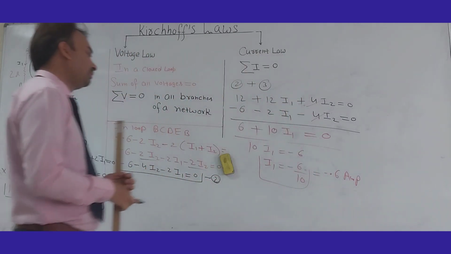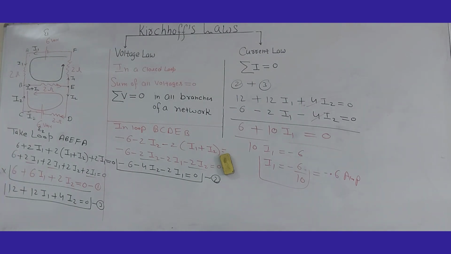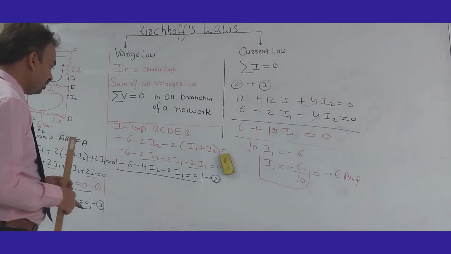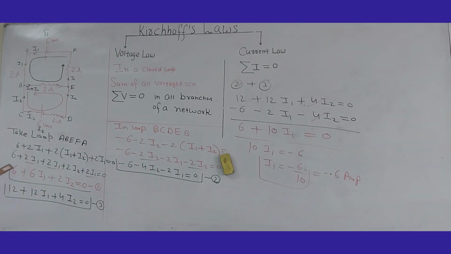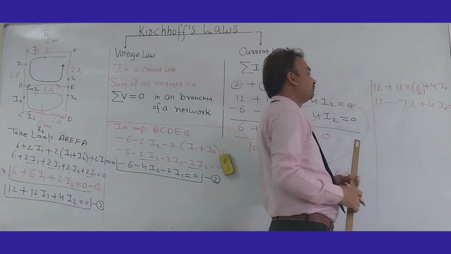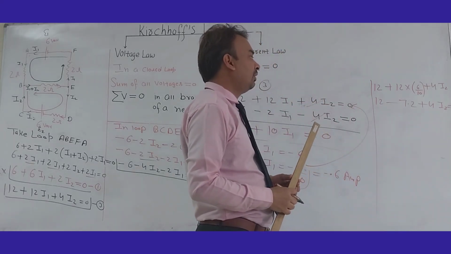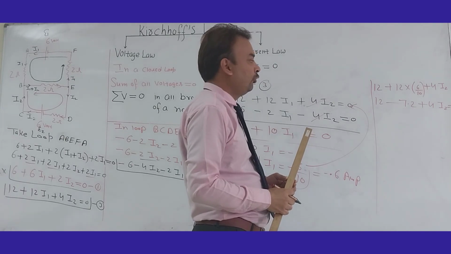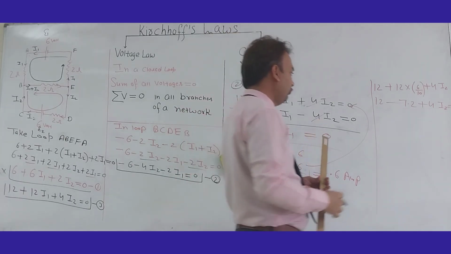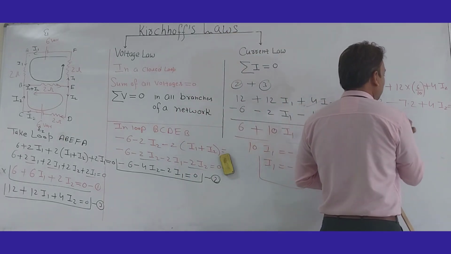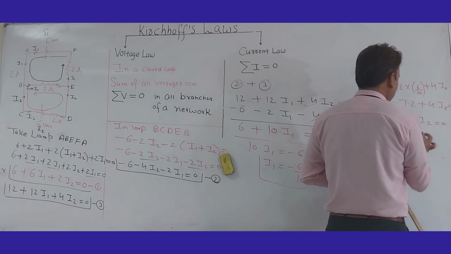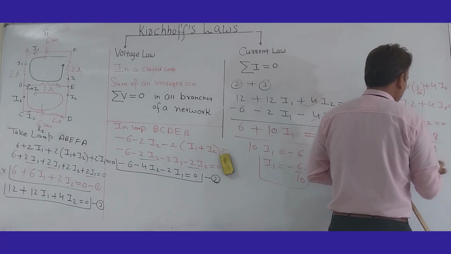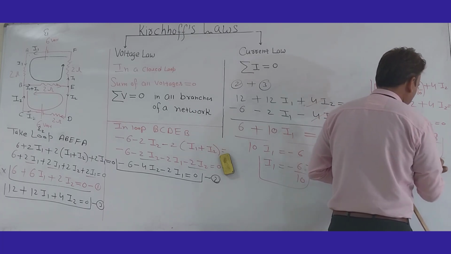That is my I1. And to calculate I2, put the value of I1 in equation 1 or 2. So 12 times 0.6 is 7.2, minus 6, plus 4I2 is equal to 0. So I2 will be equal to 4.8 by 4. So this will be my I2.